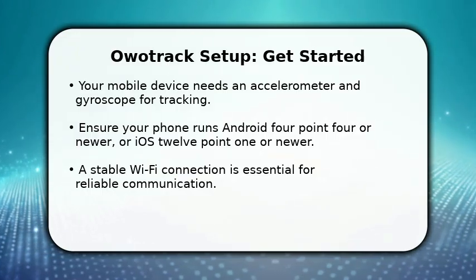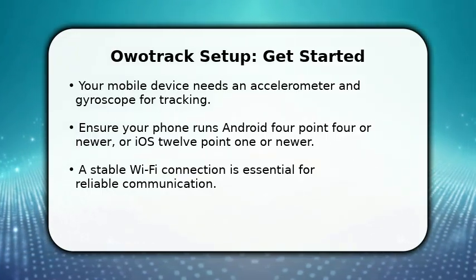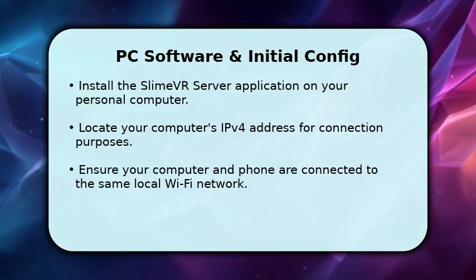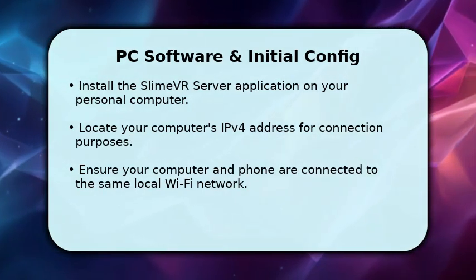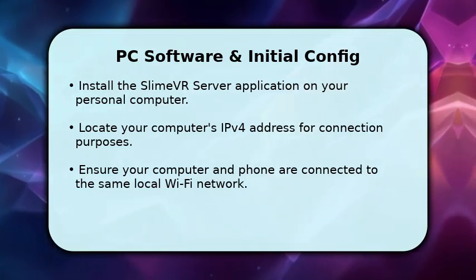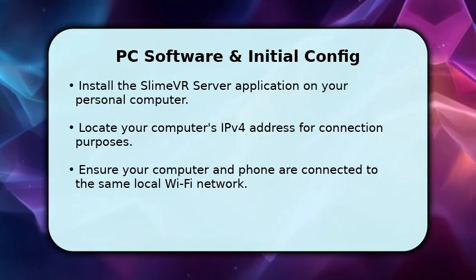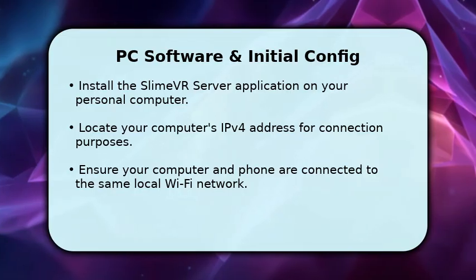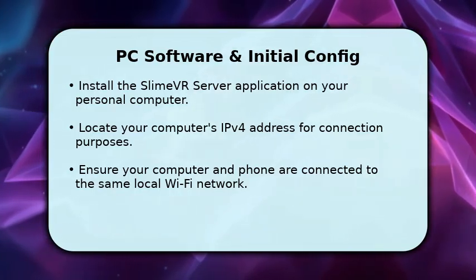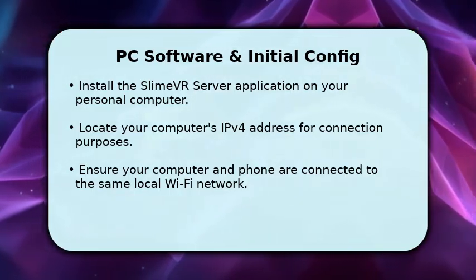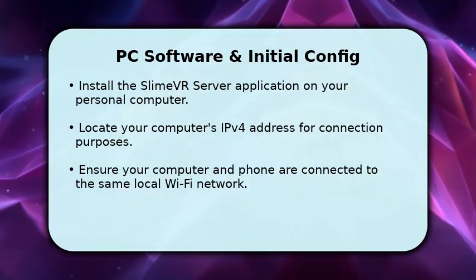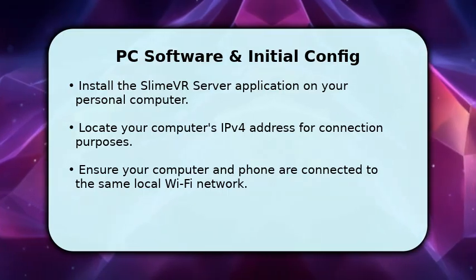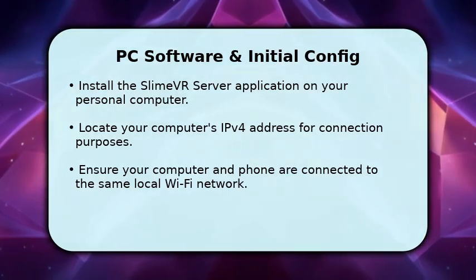Begin by downloading the OWOTrack app from your phone's respective app store. Next, let's prepare your computer. You'll need to install the Slime VR server application, which acts as the bridge for your phone's tracking data. Once installed, find your computer's IP4 address. This is vital for connecting your phone. Make sure both your computer and phone are on the exact same local Wi-Fi network. If you're using Amethyst, remember to disable any OWOTrack Steam VR add-ons to prevent conflicts and ensure smooth operation.